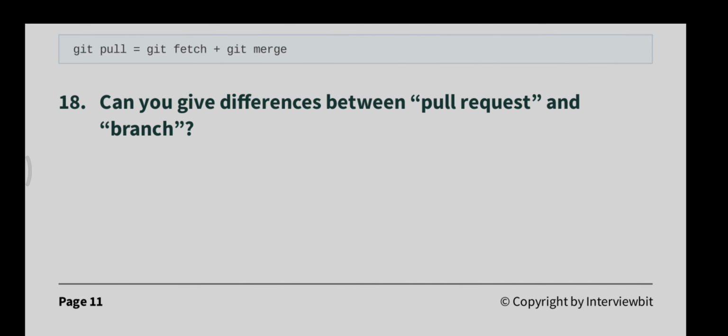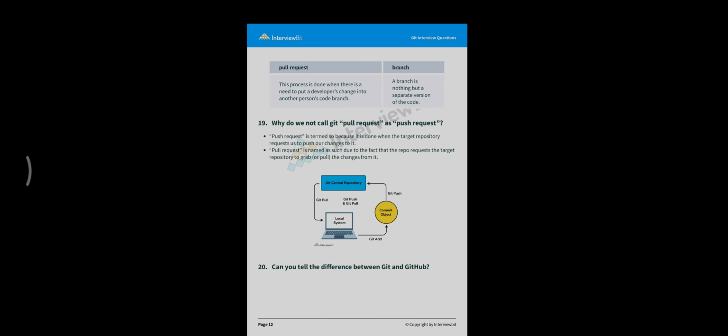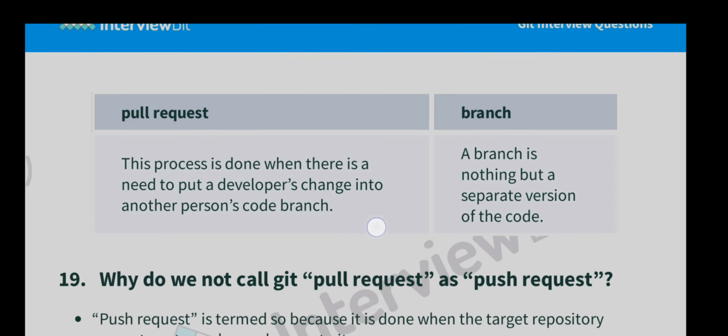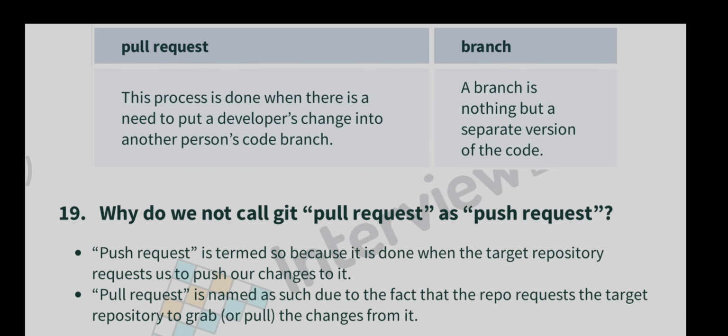Can you give the difference between pull request and branch? Pull request: this process is done when there is a need to put a developer's change into another person's code branch. Branch: a branch is nothing but a separate version of the code.